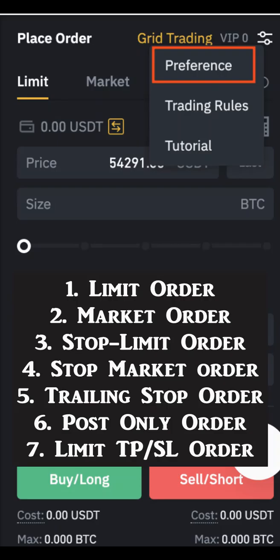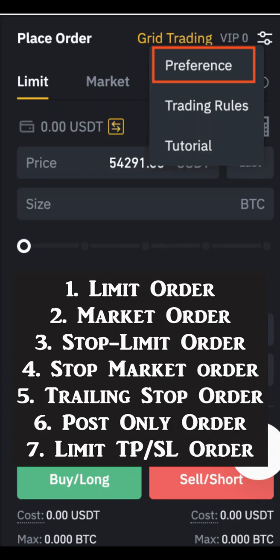Types of order on Binance Futures. Currently, Binance Futures supports 7 types of order. 1. Limit order. 2. Market order. 3. Stop limit order. 4. Stop market order. 5. Trailing stop order. 6. Post-only order. 7. Limit take profit and stop loss order.